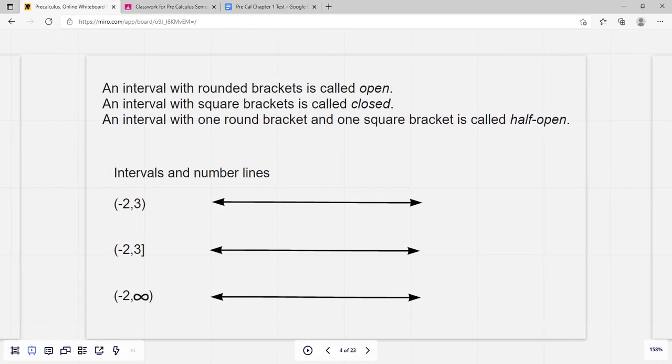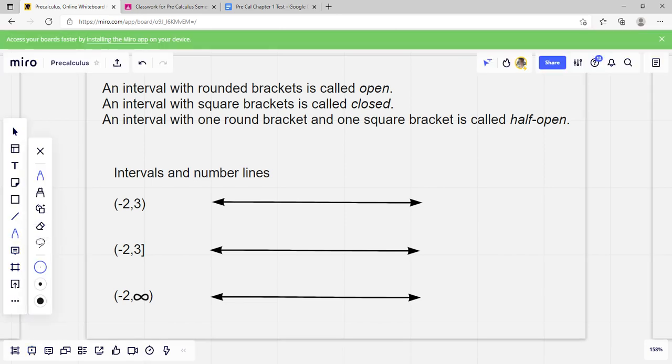An interval with rounded brackets is called open. That's going to be the ones that don't include it. It's just less than or greater than. An interval with square brackets is called closed. That's included. An interval with one rounded bracket and one square bracket is called half open. So it'll be something like that or like that.